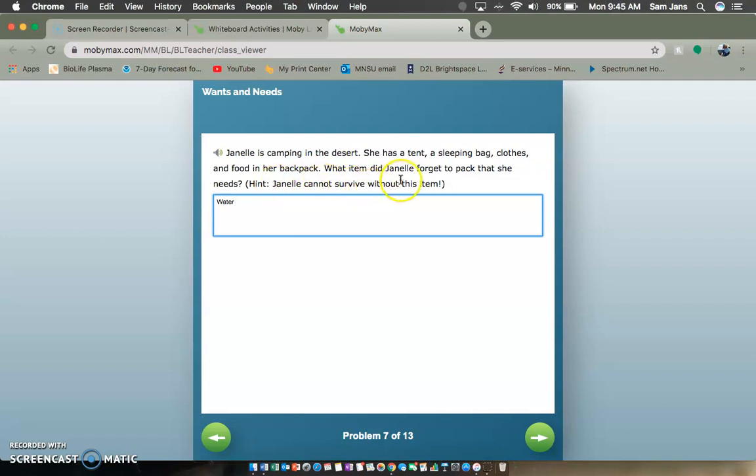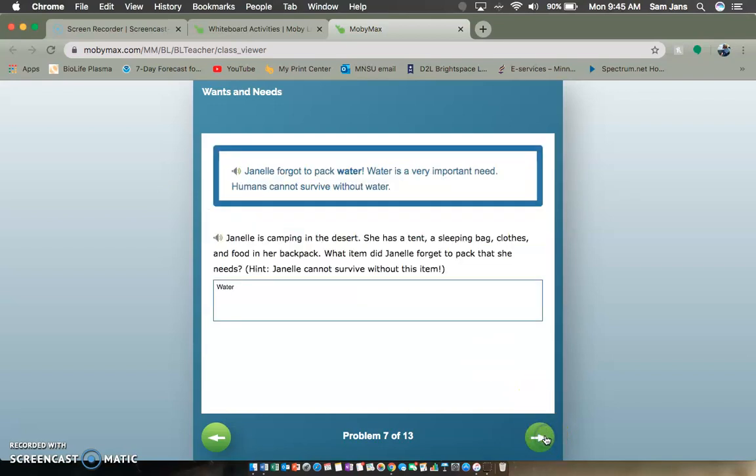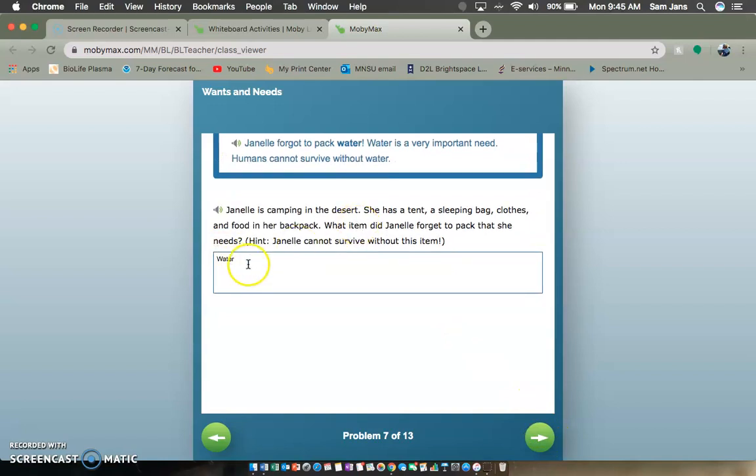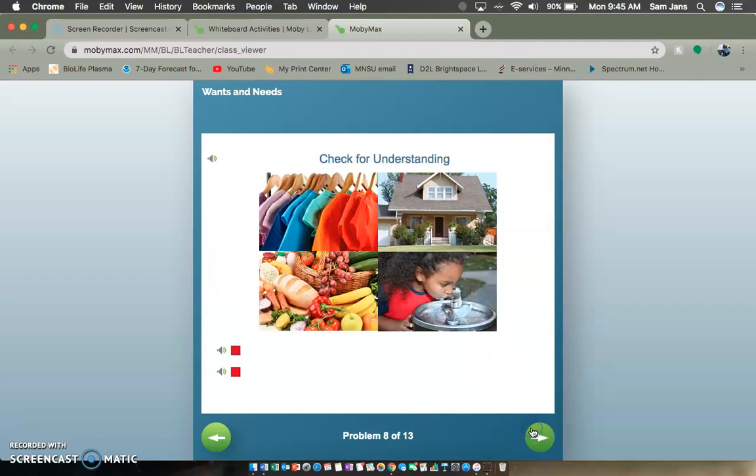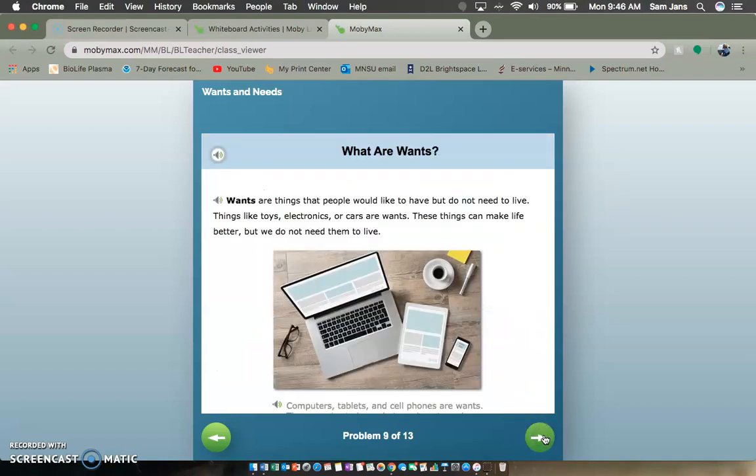So she cannot survive without this item. Can she survive without water? No, probably not. So there we see it. Janelle has water. So now we can go through here and remember that clothing, shelter, food, and water are the 4 needs for human survival. So those things are needs.